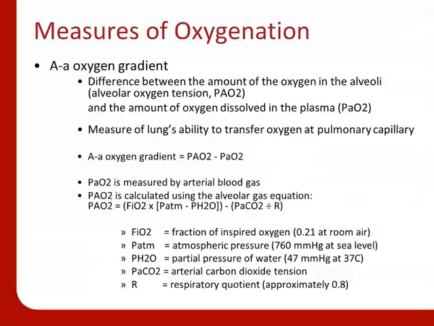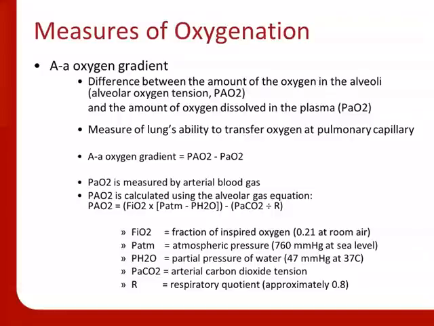The other measure that we look at is the AA gradient, and this is the difference between the amount of oxygen in the alveoli, or the alveolar oxygen tension, the P capital AO2, and the amount of oxygen dissolved in the plasma, the P small AO2. And this is a measure of the lung's ability to transfer oxygen at the pulmonary capillary membrane level. It's calculated by subtracting the arterial oxygen tension from the alveolar oxygen tension.